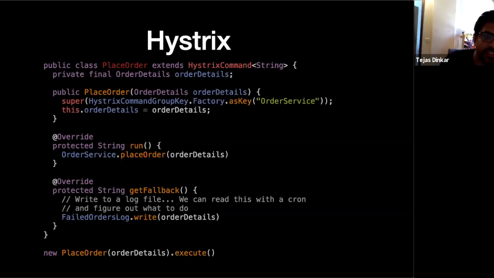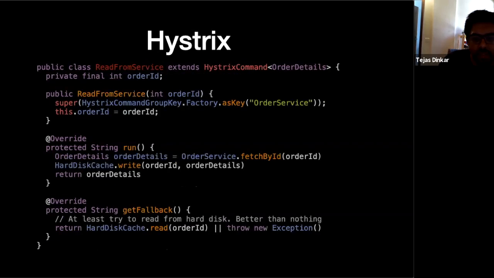Let's take an example of a write where the write is failing. Let's take an example of a read, what's the common pattern? And this we're actually doing somewhat in Slash. So I have a read. I want to read an order from a service. You can see my run does a service.fetch by ID, and if it works, then I write it into a hard disk cache. For example, I could write it into Badger.